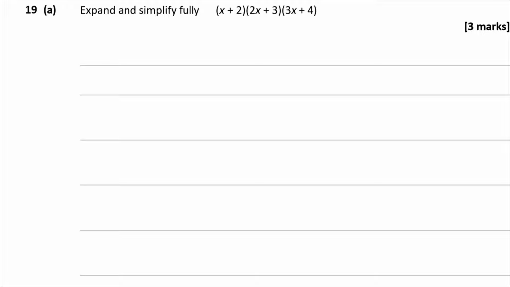Question 19a. Expand and simplify fully x plus 2 times 2x plus 3 times 3x plus 4. Okay, so I've got triple brackets here. We're going to multiply them out a double bracket at a time. So we're going to do this bit first. Using FOIL, or first, outside, inside, last, or whichever way you do it, I'm going to multiply those 4 things together. So what's that going to give us? I'm going to leave the x plus 2 alone for now. I'm going to come back for that in a minute.